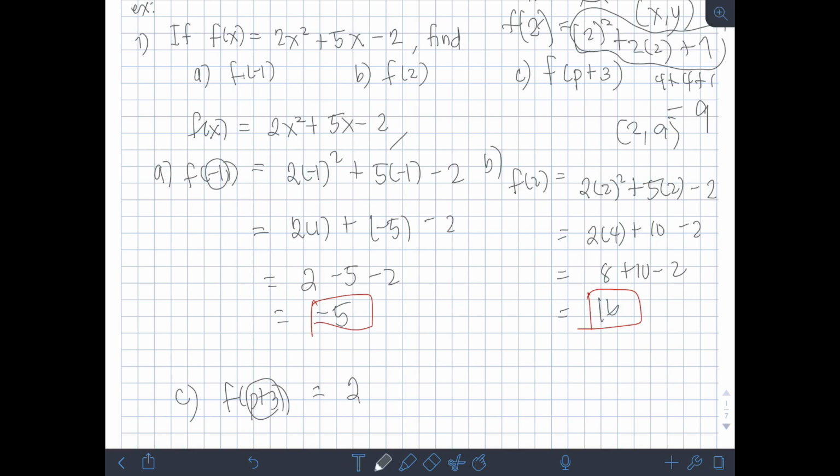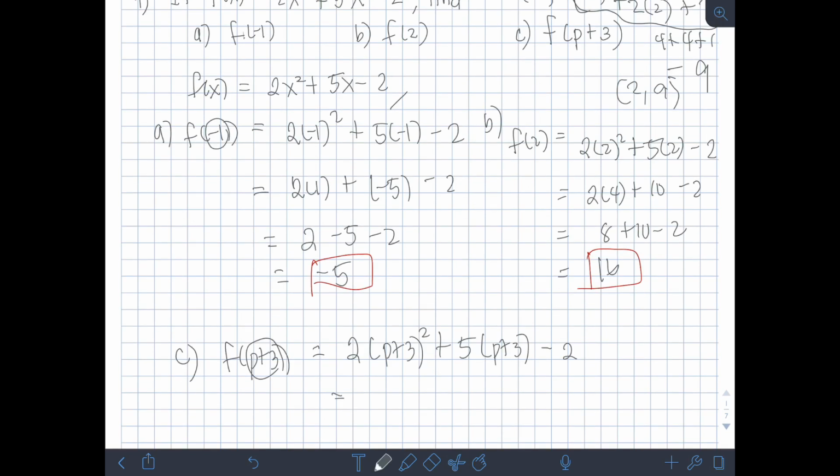So we have 2 times, yung x natin, papalitan natin ng binomial na p plus 3. So 2 times p plus 3 quantity squared plus 5 times p plus 3 minus 2. Then apply nyo lang yung pagsisimplify ng binomial or any polynomial.